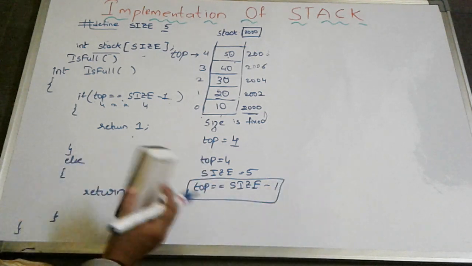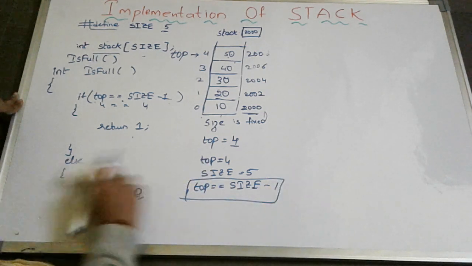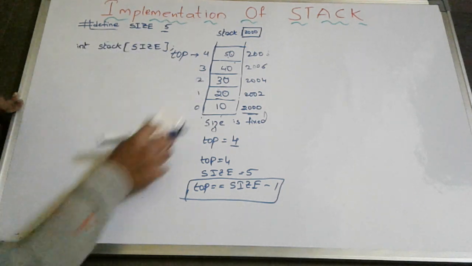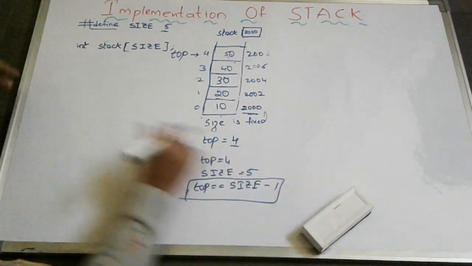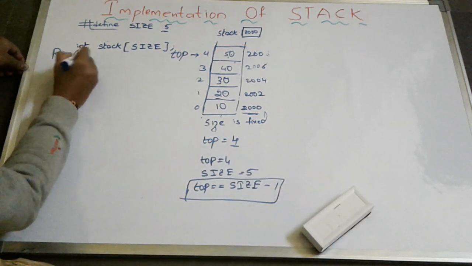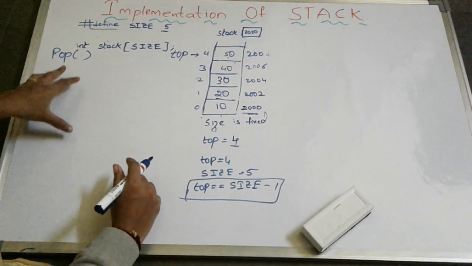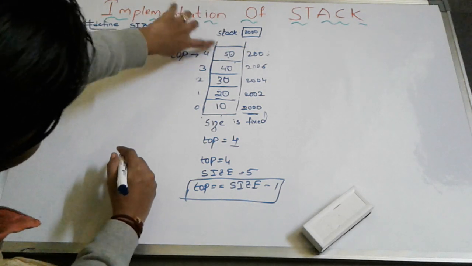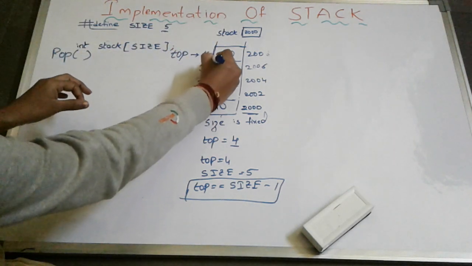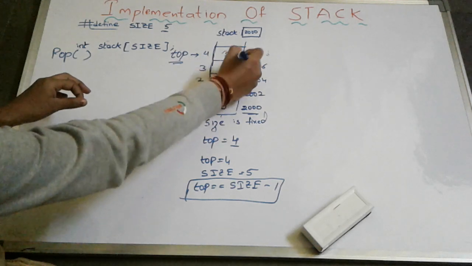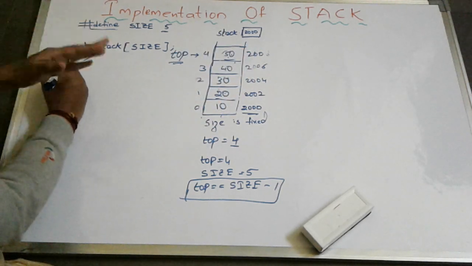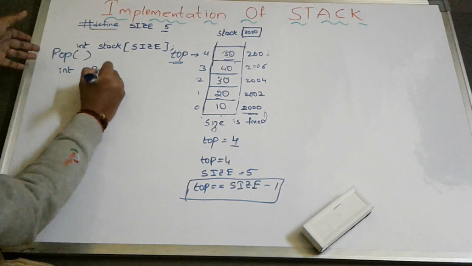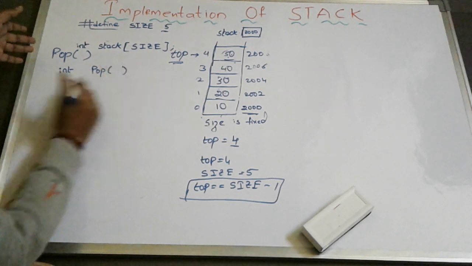Okay. Now let's see the pop operation. What is the operation of this pop? It will remove the topmost element from the stack. Wherever the top is pointing, that element will be removed. Okay, so it is returning something. So its return type is integer, and pop is not taking any arguments.